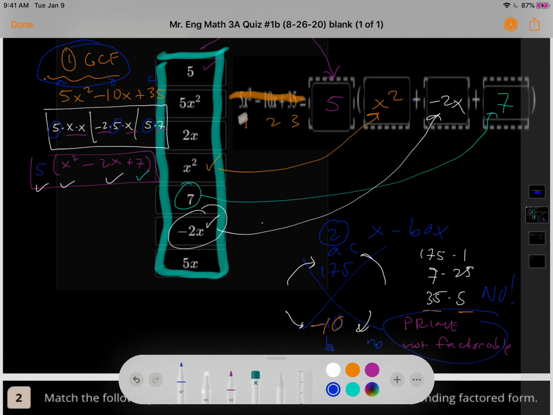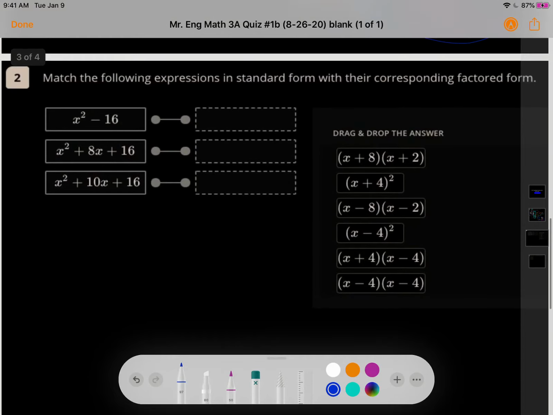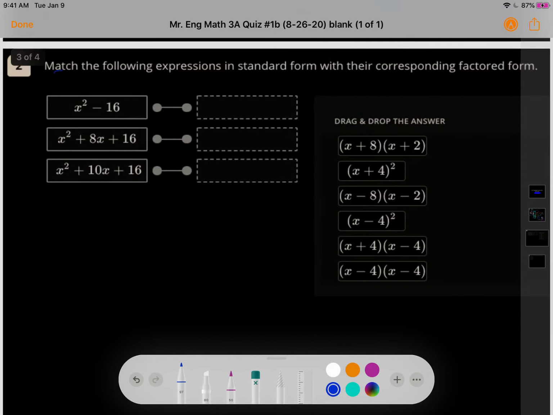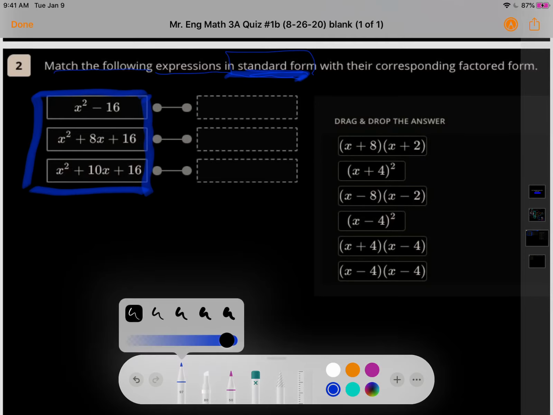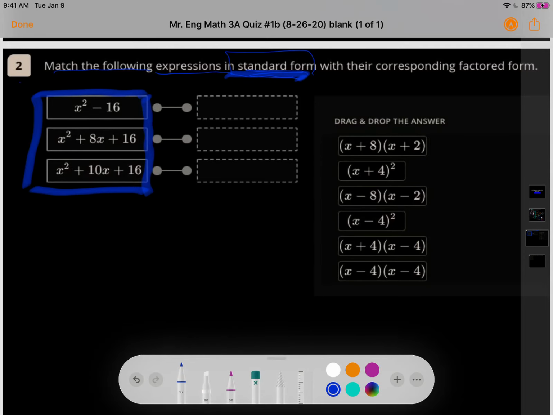Okay, so that was question number 1. Question number 2. Match the following expressions in standard form. So standard form is, let's highlight it for you. These are standard form. How do you know it's standard form? There are no parentheses.